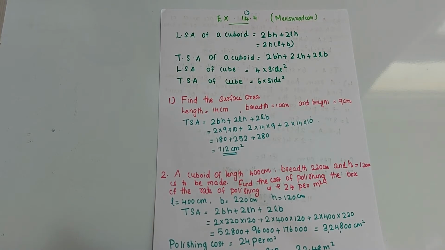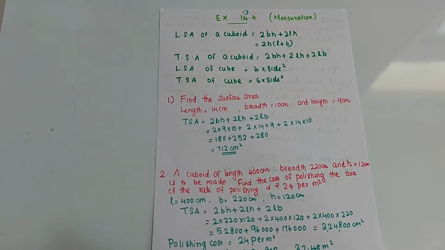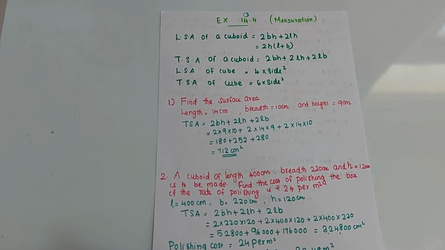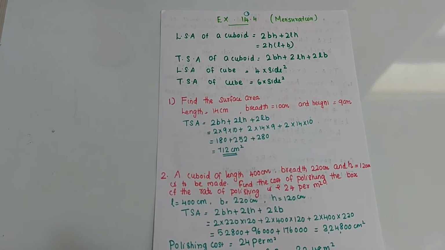LSA of cuboid is equal to 2 into BH plus 2 into LH. LSA means lateral surface area of a cuboid. It's equal to 2BH plus 2LH. This you can write as 2H into (L plus B). TSA of cuboid is equal to 2BH plus 2LH plus 2LB. TSA means total surface area of cuboid. That means lateral surface area plus bottom area plus top area. That is, TSA of cuboid is equal to 2BH plus 2LH plus 2LB.